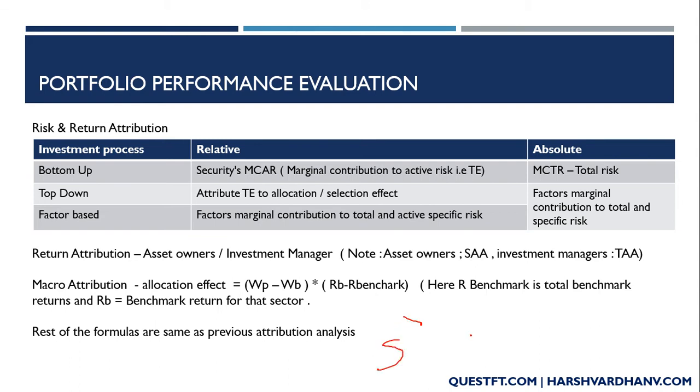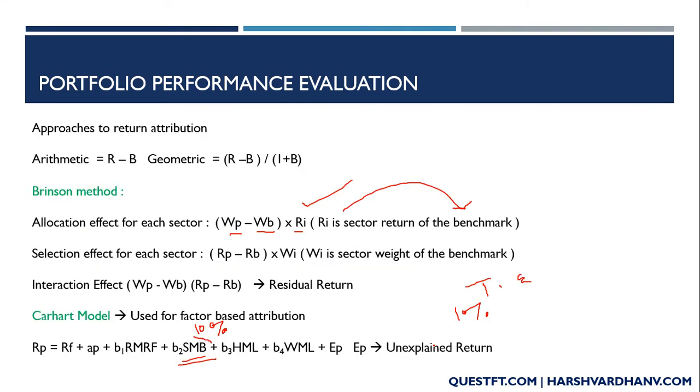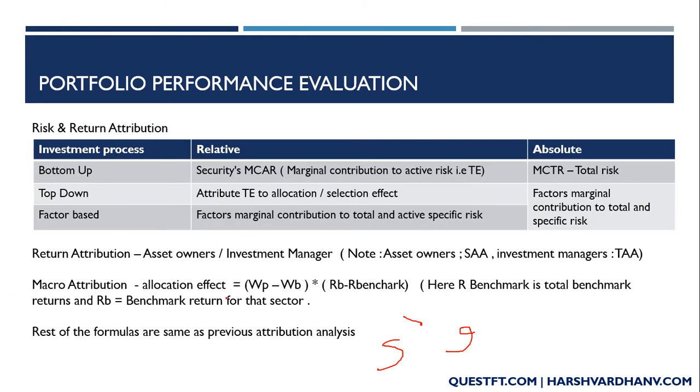Your selection and interaction effect will be the same, which is this formula. Only the allocation effect changes, because when you're doing a macro attribution, you need to know how much the sector has outperformed the benchmark.